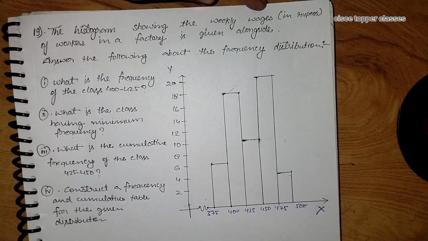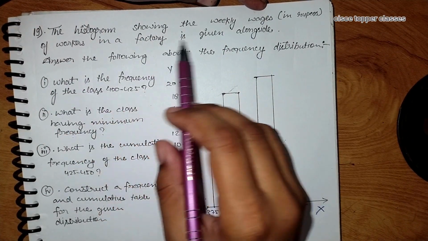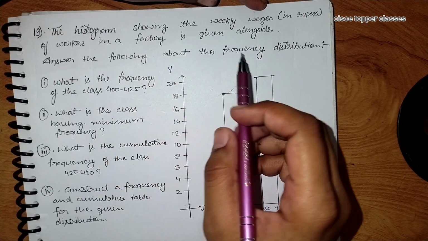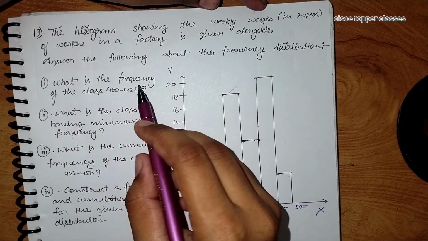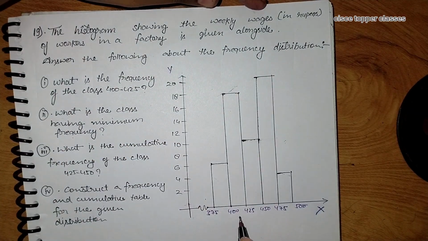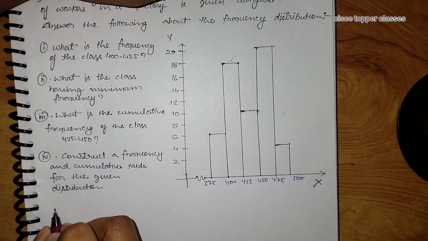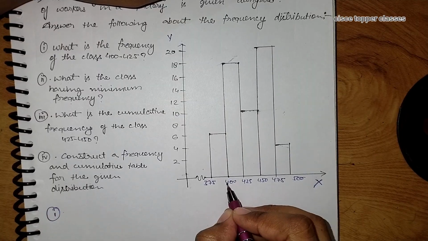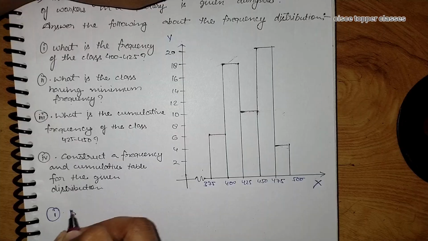Now let us solve question number 19. The histogram showing the weekly wages in rupees of workers in a factory is given alongside. Answer the following about the frequency distribution. Firstly, we have to find the frequency of the class 400 to 425, which is asked in the first part. So we can see simply, it is very easy to see that from 400 to 425 the frequency is 18 here. So we can write 18.